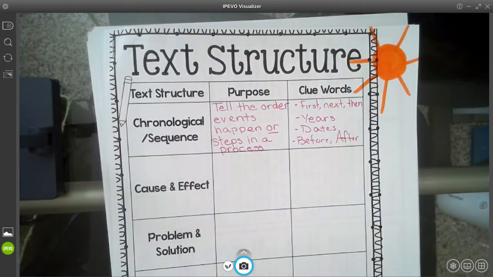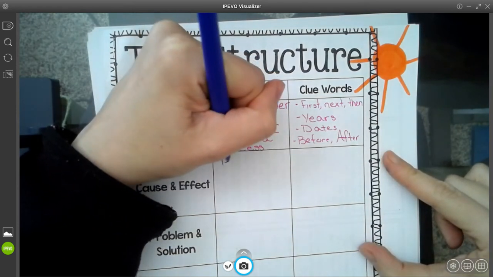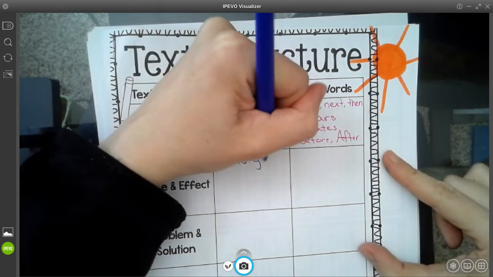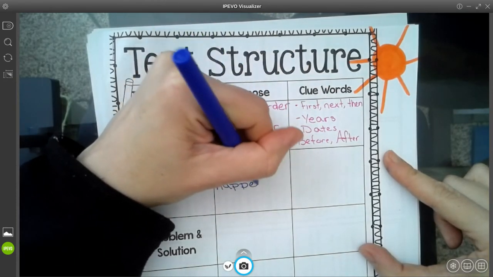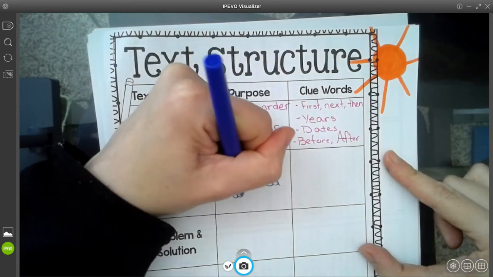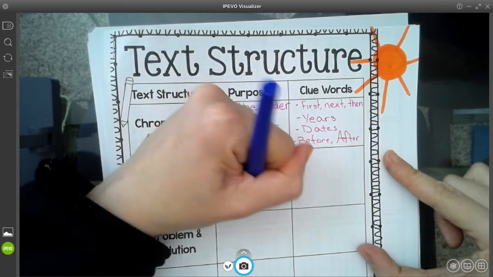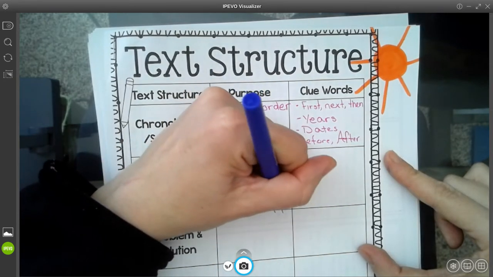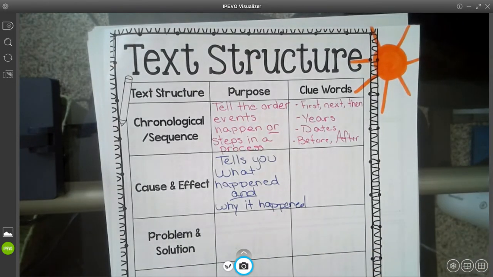And we're going to talk about the purpose. What is the purpose? Well, we said that it tells you what happened. And this is the important part, why it happened. Okay, and if you want to pause your video, absolutely do that. I'm just going to go along quickly today, since you know that you can pause and write anytime.